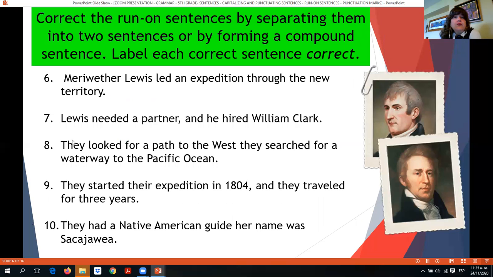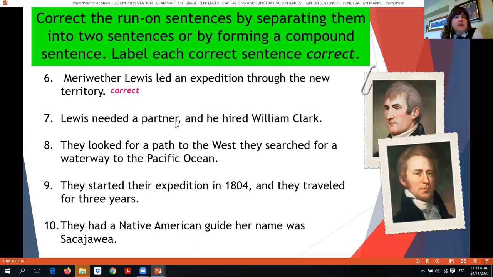Now, the instruction says, correct the run-on sentences by separating them into two sentences or by forming a compound sentence. Label each correct sentence correct. Correct sentences are those that are not run-on and that we don't need to correct, okay? So, number 6. Meriwether Lewis led an expedition through the new territory. That is only one idea. This sentence is correct.